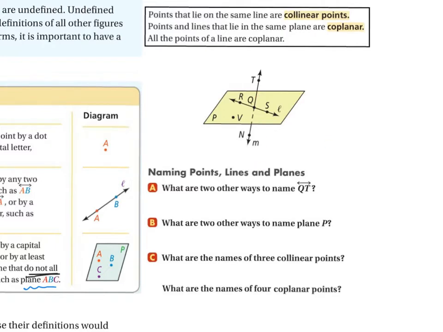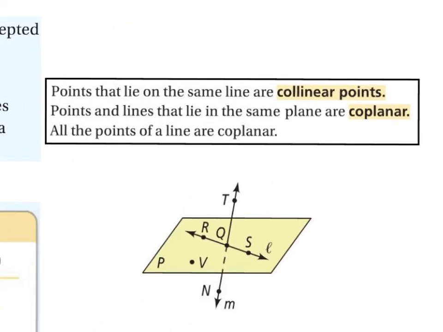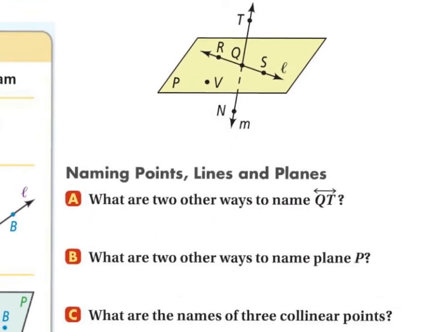I'm just going to back up just a smidge more and show you, I forgot this piece. Points that lie on the same line are collinear. So linear means line, and points and lines that lie on the same plane are called coplanar. Coplanar is the same plane, collinear is the same line. All right, back to this.